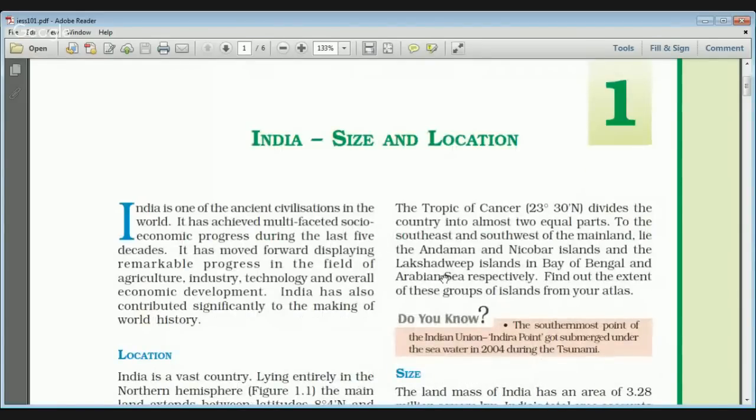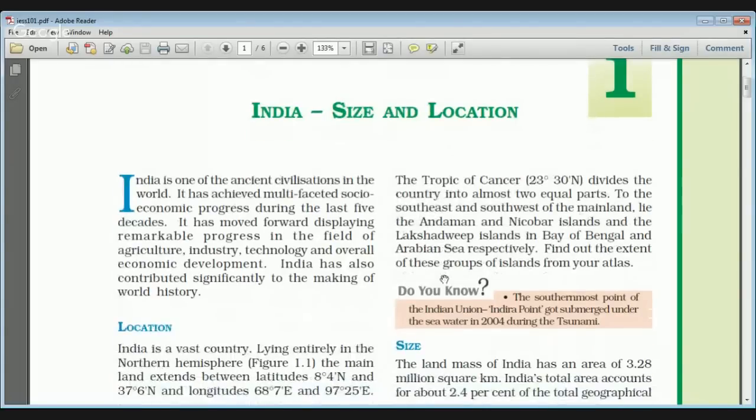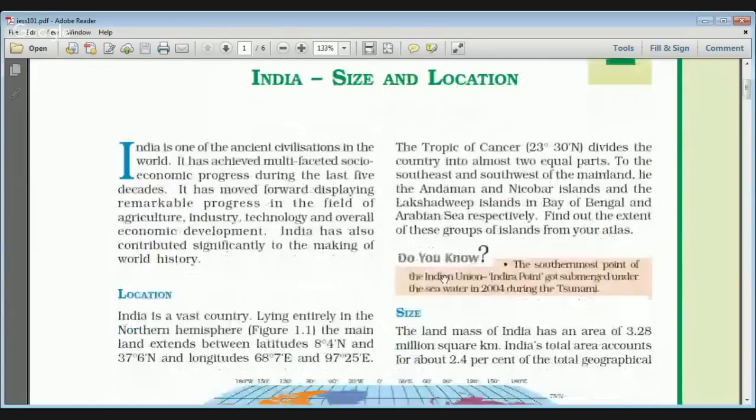See, India is one of the ancient civilizations in the world. The most famous ancient civilizations were the Indus Valley civilization, then Egyptian civilization, then Mesopotamian, and one more is Chinese civilization. India is most famous among them, and it has achieved multifaceted socio-economic progress during the last few decades, because of development in the field of agriculture, industry, technology, and overall economic development.